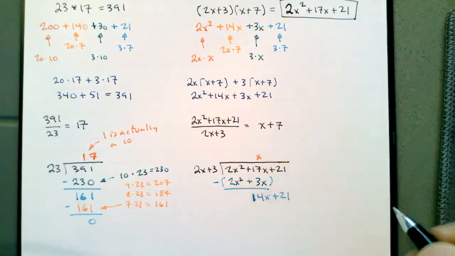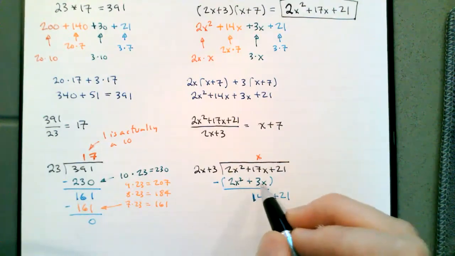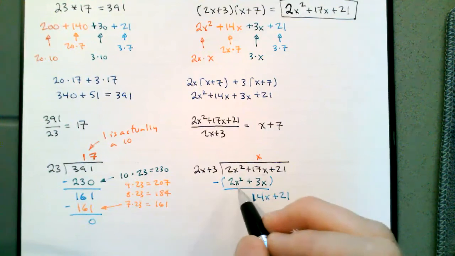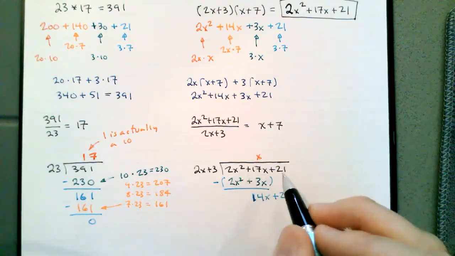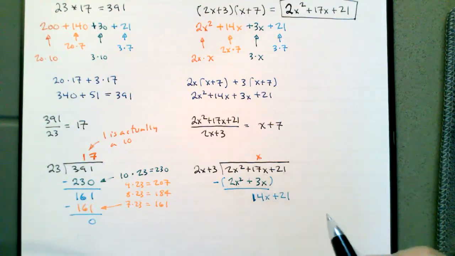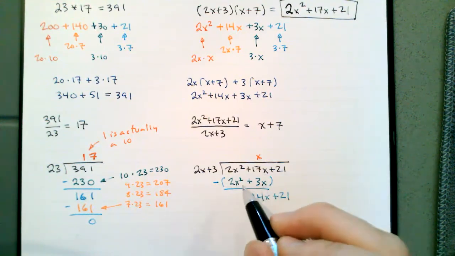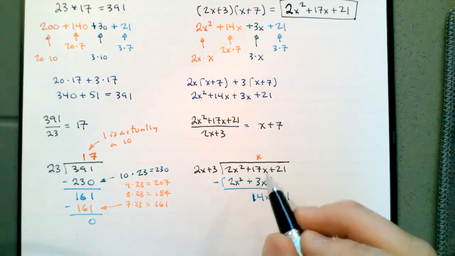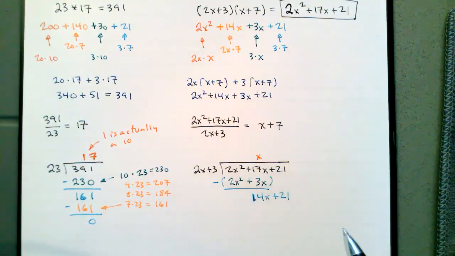So right now my bad habits are showing through. I subtract the 2x and the 3x just from these first two terms, but I'm subtracting the 2x and the 3x from this whole polynomial. The 21 doesn't follow down. It's just 21 minus 0 is 21. But this 2x squared plus 3x is just x times the 2x plus 3.